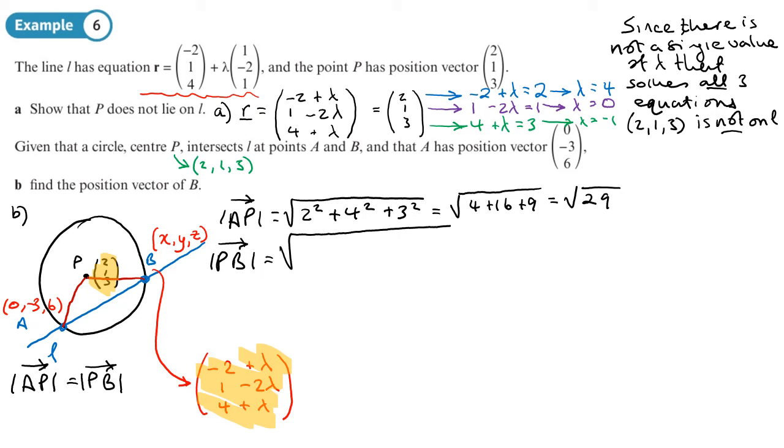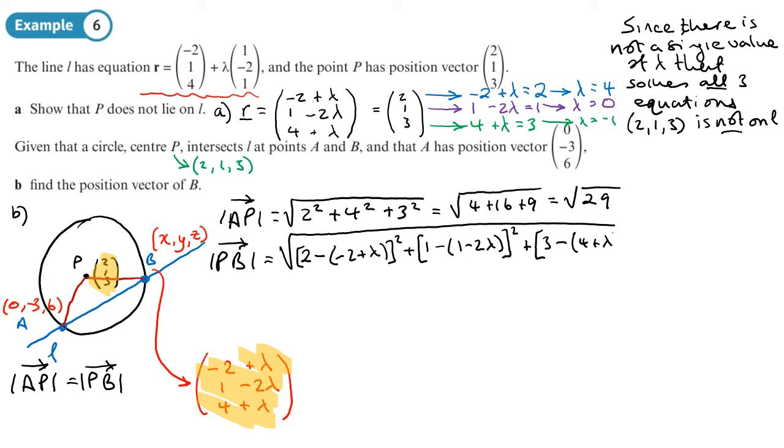let's do a nice big long square root here, is 2 minus negative 2 plus lambda. So that's the difference between the X coordinates, and that needs to be squared. Plus, now the difference between the Y coordinates, well, P is 1, and we need to subtract 1 minus 2 lambda. Okay, so that gets squared. And the difference between the Z coordinates, well, 3 is P, and the Z coordinate of B is 4 plus lambda, so minus 4 plus lambda, all squared. So my square root sum was almost long enough.